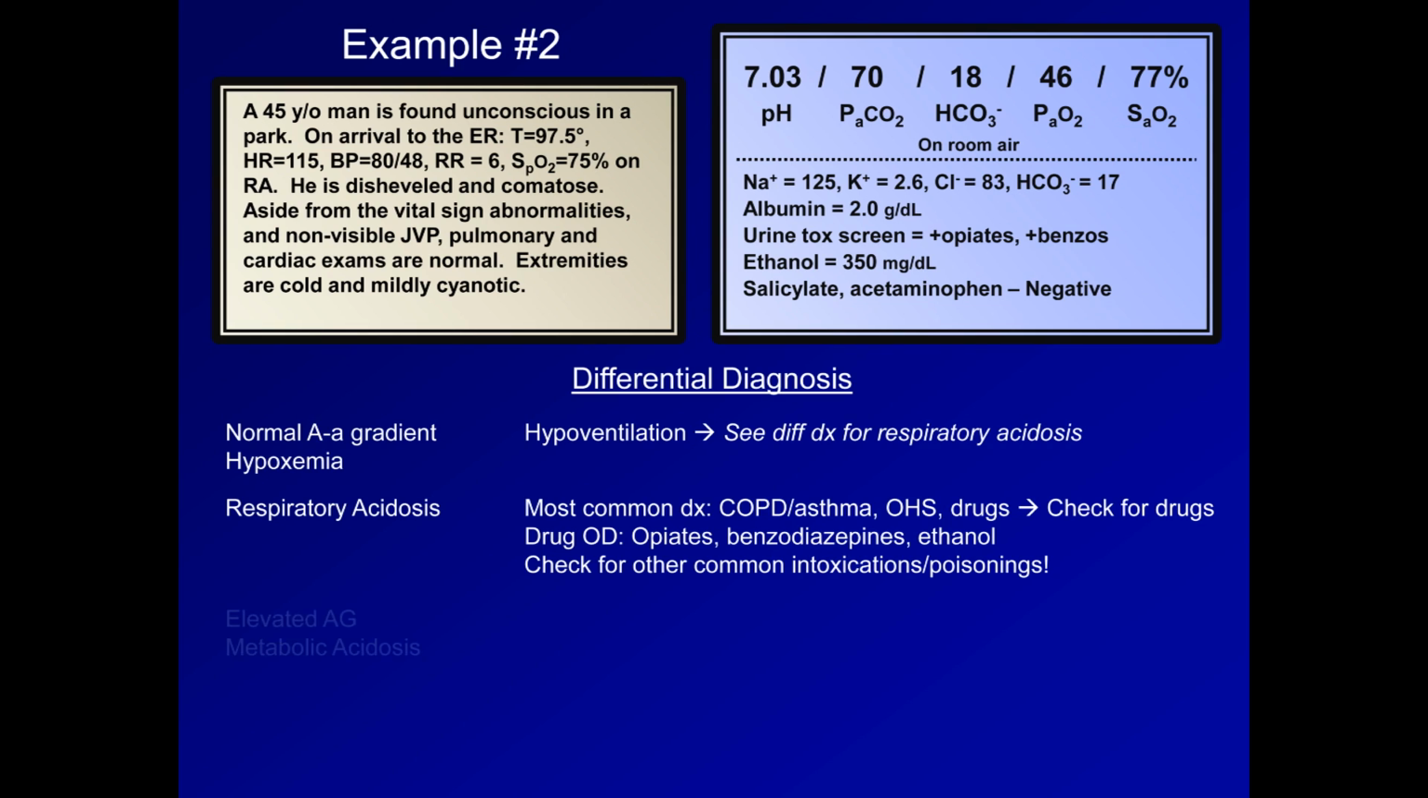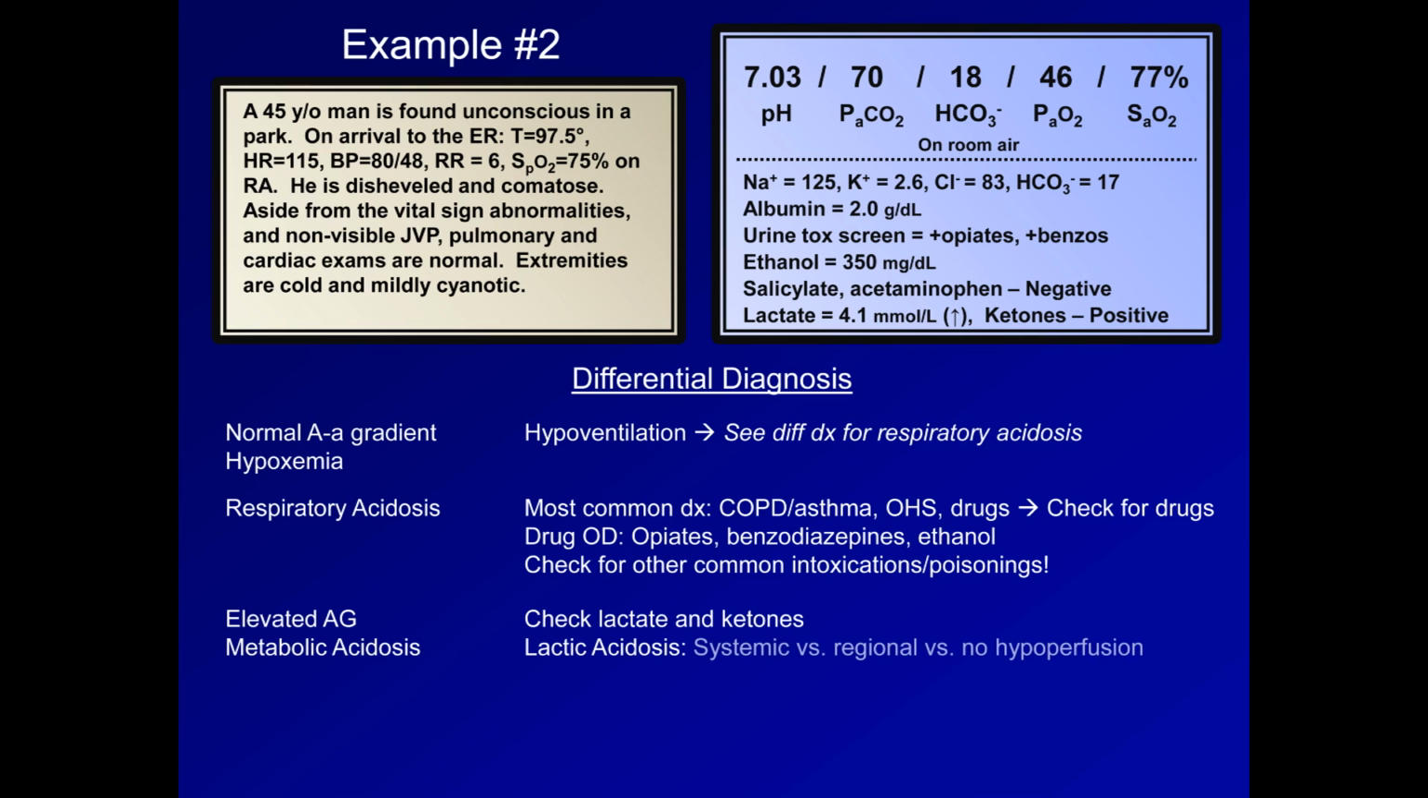Next is the elevated gap acidosis. From the last case, you know that the first place to start is with lactate and ketones. In this case, lactate is elevated and ketones are positive. So why does this patient have a lactic acidosis? The exam and overall picture suggests systemic hypoperfusion, either from sepsis, hypovolemia, or both. Also, as discussed in Lecture 8, people have a much higher propensity towards lactic acidosis when acutely intoxicated with alcohol.